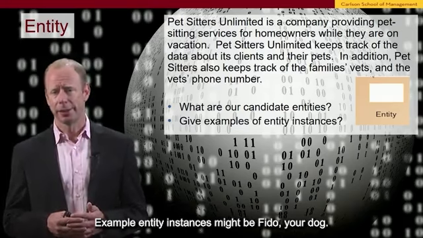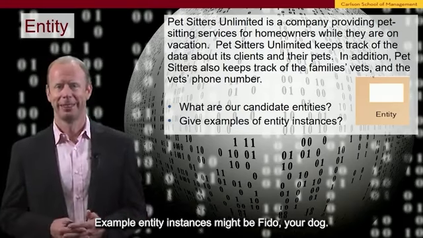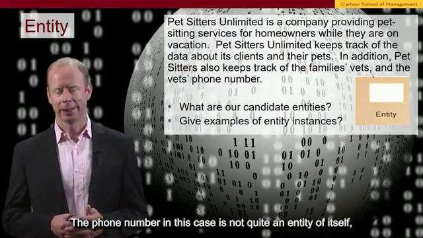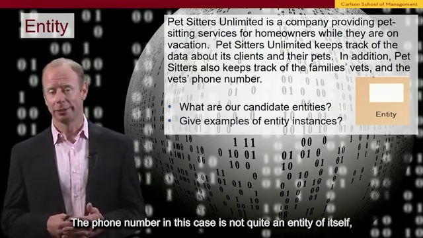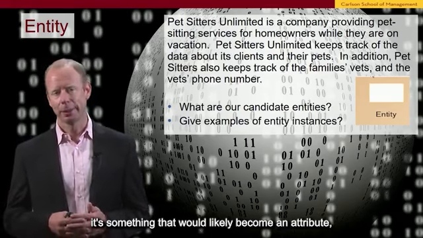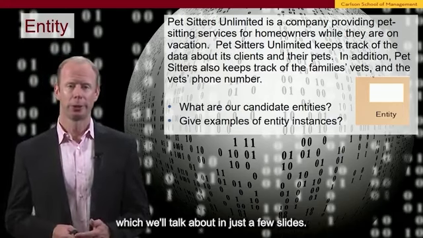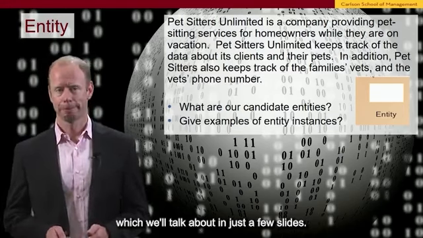Example entity instances might be Fido, your dog. The phone number in this case is not quite an entity of itself, even though it's a noun. It's something that would likely become an attribute, which we'll talk about in just a few slides.